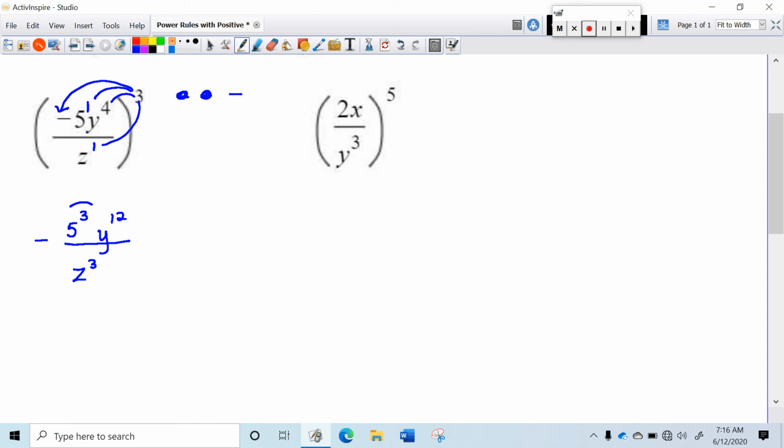I'm going to figure out the numerical part of this. We already took care of the sign, so don't worry about it. 5, 3 times. So we have a negative answer. 5 times 5 times 5 is 125. Y to the 12th over z cubed. And that one's done.